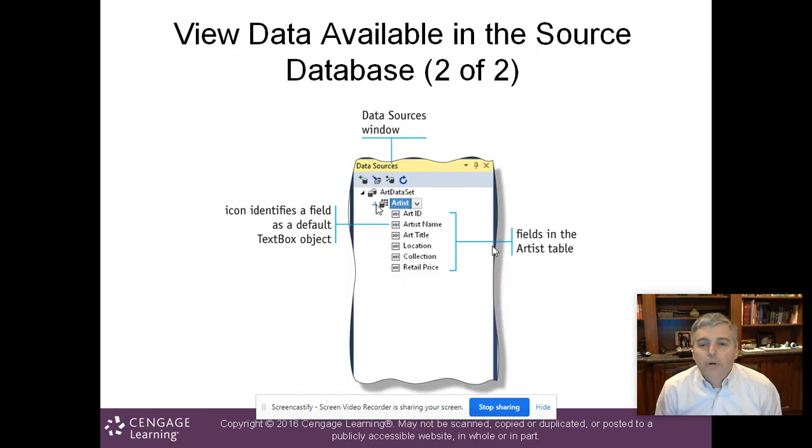Yeah, so this is when you display your data sources, you see the artist table and you see all the columns that are in that table. And then you can just simply click on these and drag them over to your form. And it's going to create the text boxes and create the labels for you. So it's kind of nice. And those are automatically bound to the database. So any changes you make to them automatically will get reflected in the database, just like if you were doing it in Access.